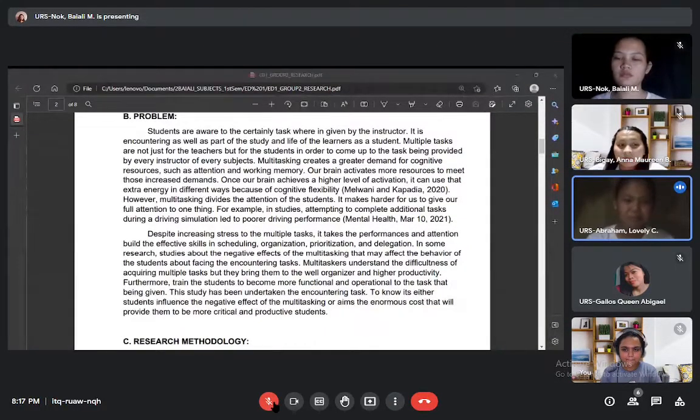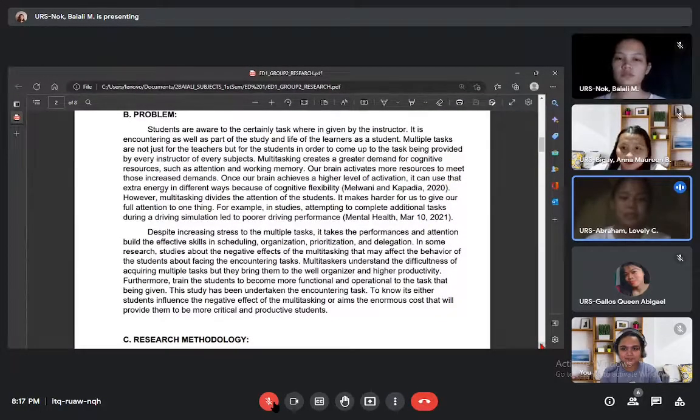For the problem of the study, despite increasing stress to the multiple tasks, it takes the performances and attentions, build the effective skills in scheduling, organization, prioritization, and delegation. In some research studies about the negative effects of multitasking that may affect the behavior of the students about facing the encountering tasks, multitaskers understand the difficulties of acquiring multiple tasks, but they bring them to the well-organized and higher productivity. Furthermore, to train the students to become more functional and operational to tasks, students influence the negative effect of the multitasking or aim the enormous cost that will provide them to be more critical and productive.